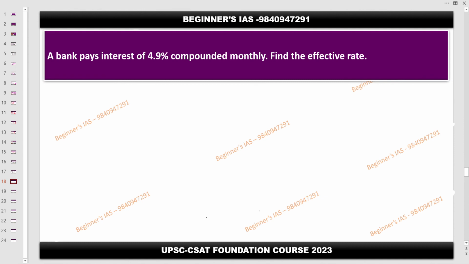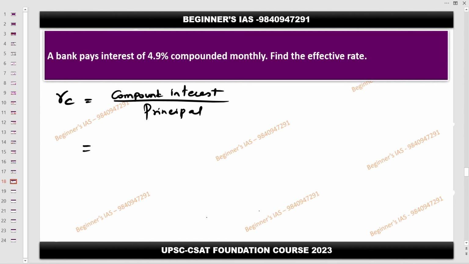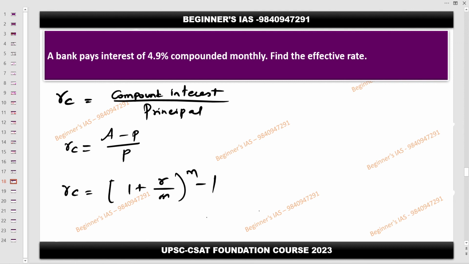Or else I will just give you a simple formula. Listen carefully here. The effective rate is nothing but the compound interest by principal. So this is the basic formula you need to take out. The effective rate RC is nothing but the compound interest by principal. Compound interest is nothing but the amount minus P, by P. Okay, so with this logic you can derive a formula. That formula is 1 plus R by M, the whole power M, minus 1.